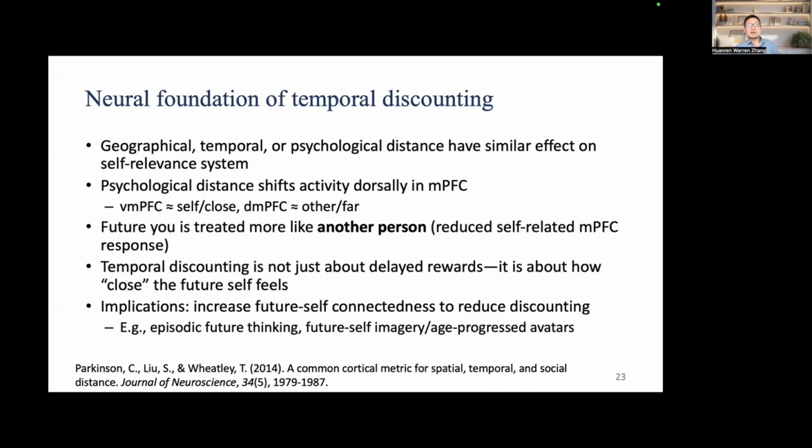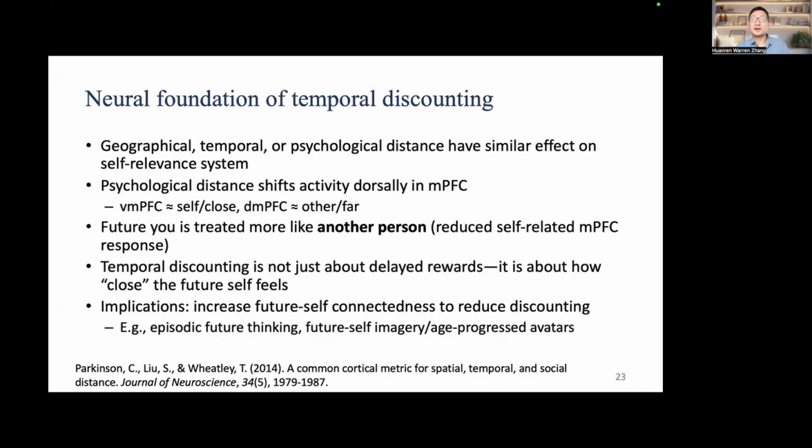That gives us an important implication. Increasing future self-connectedness can reduce discounting, so that you may become more patient. For example, episodic future thinking, future self imagery, and age-progressed avatars have all been demonstrated to be effective in reducing discounting, increasing savings, and making people more patient.